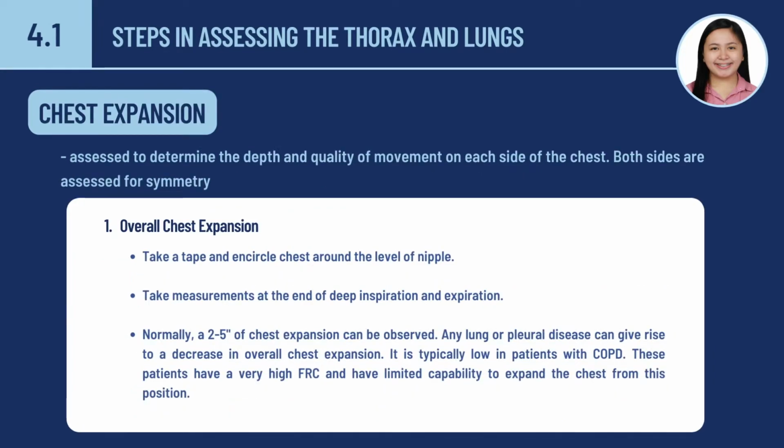Chest expansion must be assessed to determine the depth and quality of movement on each side of the chest. Both sides should be assessed for symmetry. For overall chest expansion, take a tape and encircle the chest at the level of the nipple. Take measurements at the end of deep inspiration and expiration. Normally, 2 to 5 inches of chest expansion can be observed.